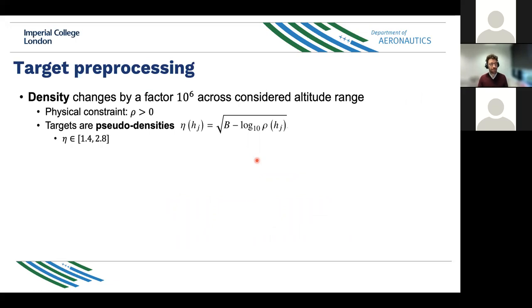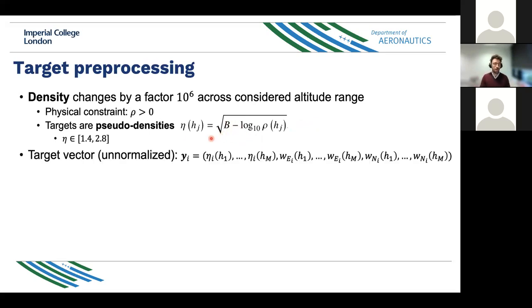Regarding the targets, with density, we have a small issue, and it's the fact that the density usually changes by a factor of 1 million across the altitude ranges of interest for entry. And also we have to enforce the constraint that the density is always positive. Therefore, we applied a transformation to the density, and we consider our targets to be pseudo-densities. They're the square root of the minus logarithm of the density plus a constant that depends on the units.